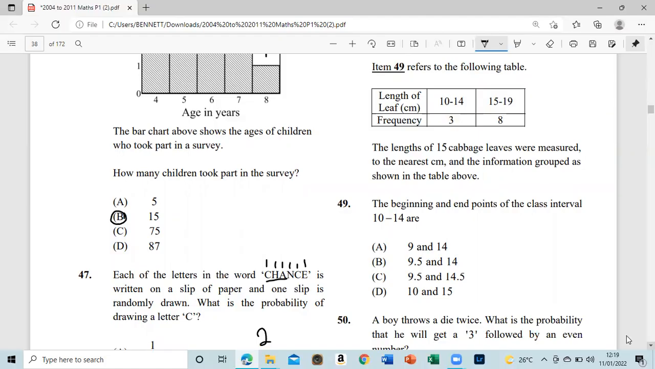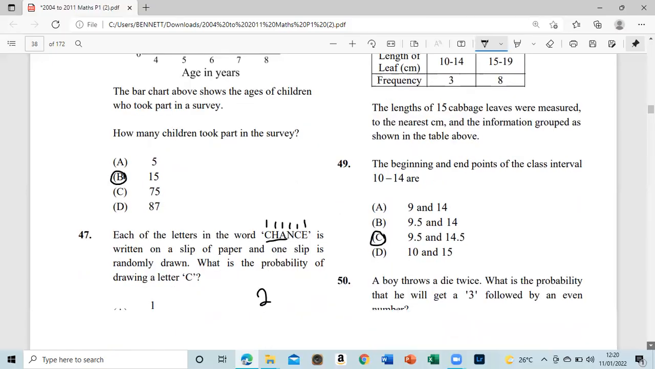Alright, to find the class interval, we subtract 0.5 from the lower value and add 0.5 to the upper value. So it will be 9.5 and 14.5. Hope you guys got that. We're at 50, just 10 more to go.